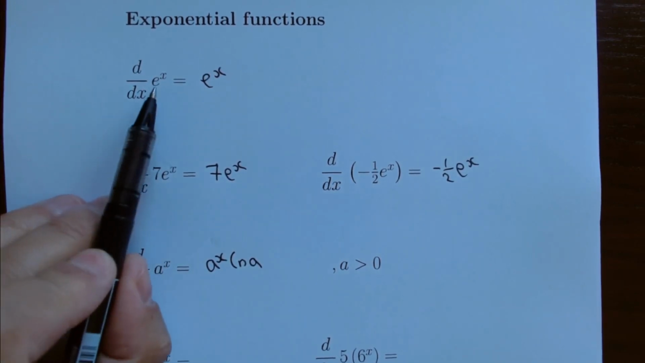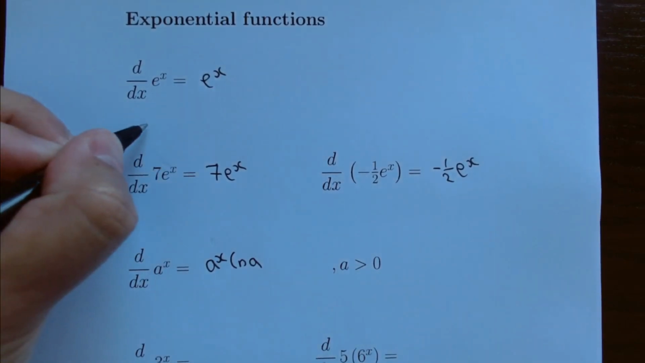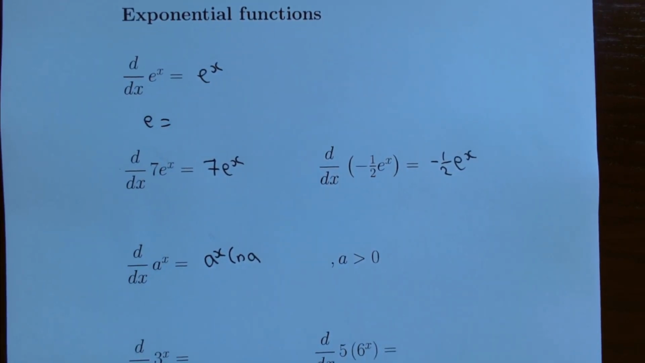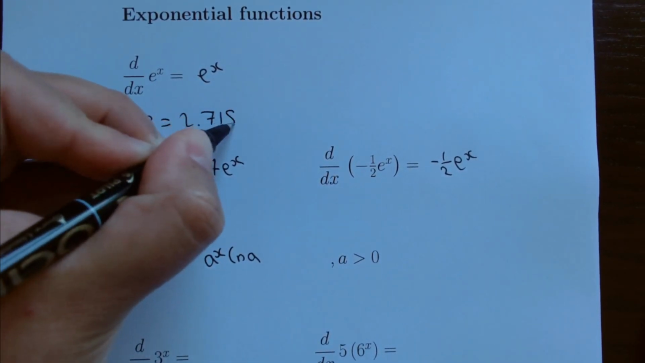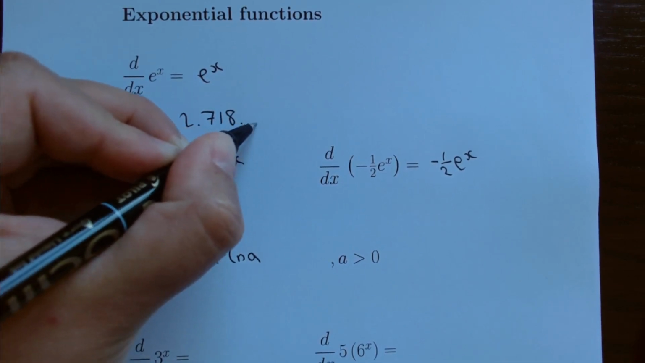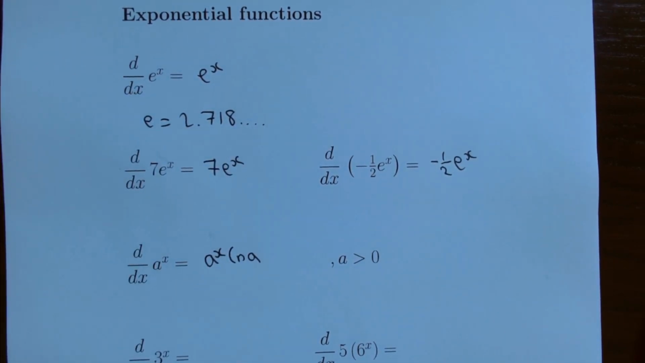The e itself is just a number. I'll put it down. E is a number. It's 2.718, and it goes on. So that's a special number, and we call it e. And any other number, when you differentiate, you do get an extra factor of ln a.